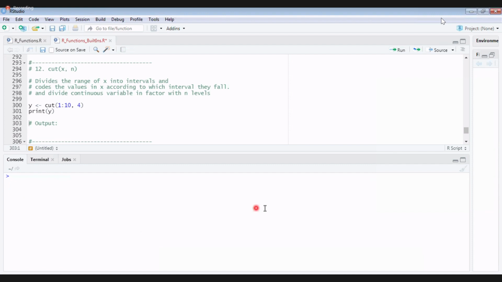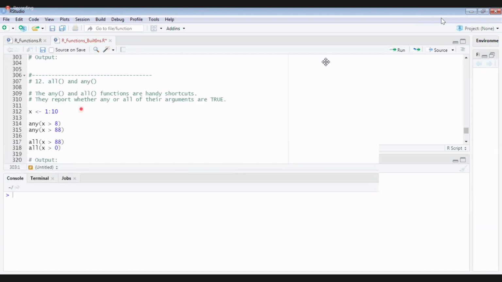Okay, next is our all or any function. Suppose I have some x values from 1 to 10. I'm asking, is any value greater than 8? So what is my result? It is true, yes or no? Because I have 9 and 10.